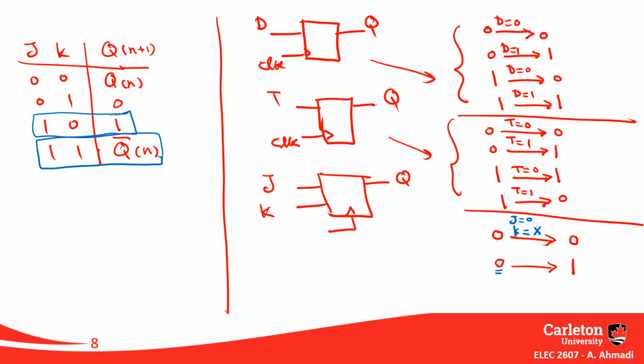So there are two combinations of J and K which can give me the same answer. Between these two combinations, K can be either 0 or 1, which means don't care. So the only thing I need to do is J equal to 1, K equal to don't care. So J 1, K don't care will give me that change.